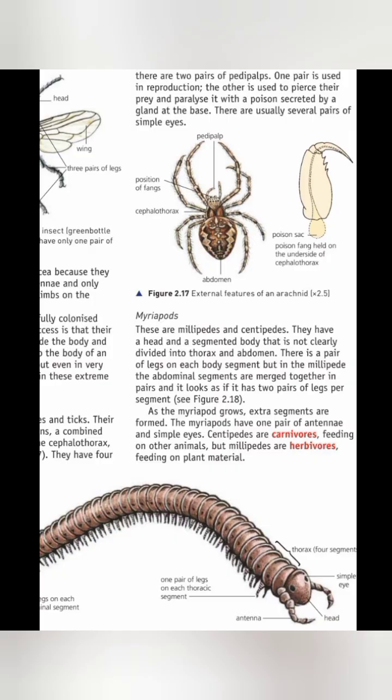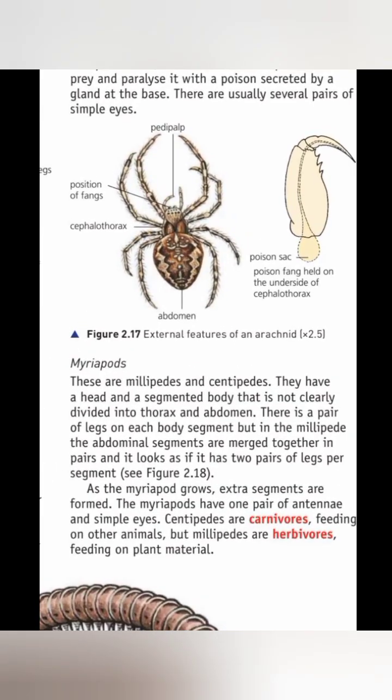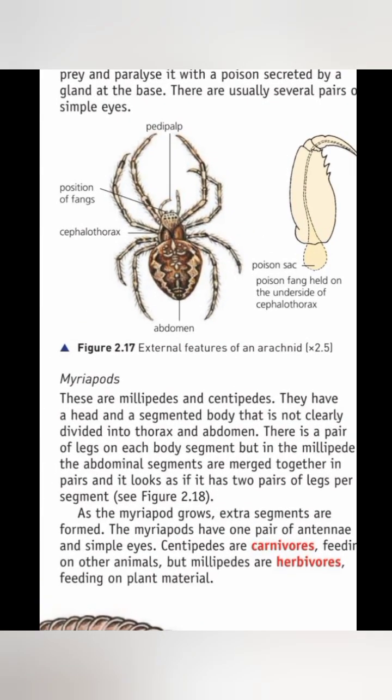One pair is used for reproduction, and the other pair is used to pierce the prey and paralyze it. This is the special character, and these are the poison glands that are used to kill their prey. These organisms don't have compound eyes; they usually have simple eyes. Like this, you can see that they have simple eyes. These are the pedipalps used for reproduction and to paralyze their prey. It also has the poison sac, a poison material that is used to kill the prey.